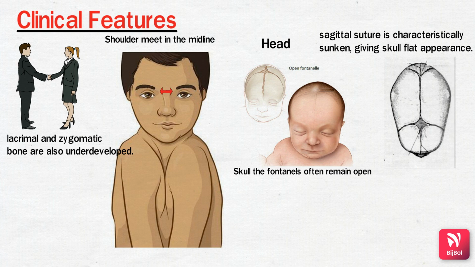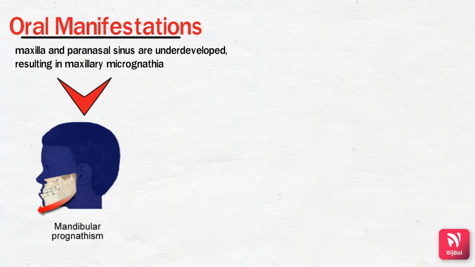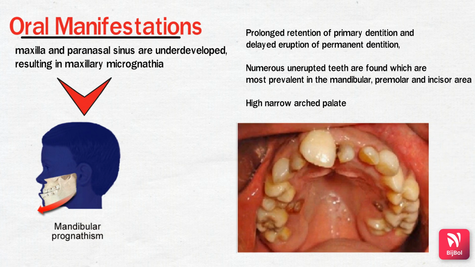Let us look into the oral manifestations. There will be micrognathia. Maxilla and paranasal sinuses are underdeveloped, resulting in maxillary micrognathia, which will produce mandibular prognathism clinically. Prolonged retention of primary dentition and delayed eruption of the permanent teeth will be noted. Numerous unerupted teeth are found, most prevalent in the mandibular premolar and incisor area. And also there is a presence of high arched palate as shown in this clinical picture. There is also hypoplasia of the enamel and pitting present.